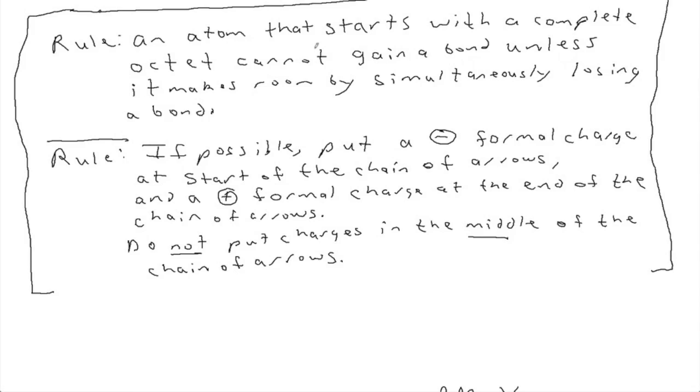And we want to try to boil things down to as simple and as few rules as possible, because you're going to have to apply these on every single problem for the rest of your OChem life. So they have to be relatively simple so that you can keep applying them. So here are our two simple rules. Don't break the octet rule, and put the negative at the beginning and the positive at the end.